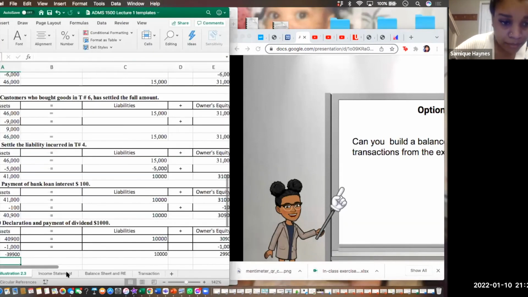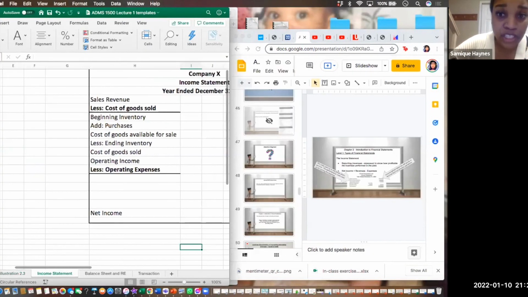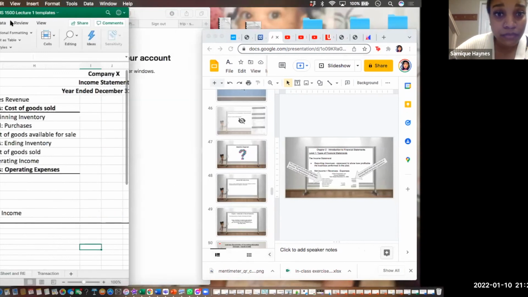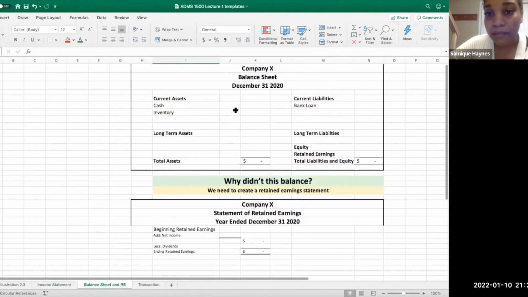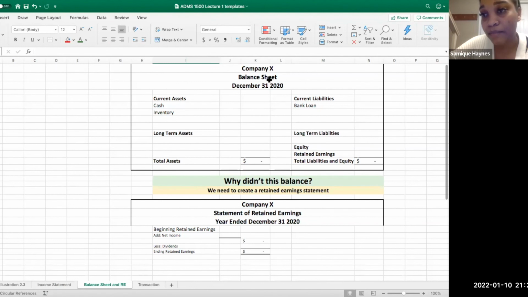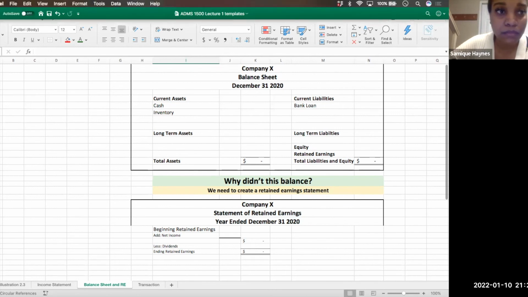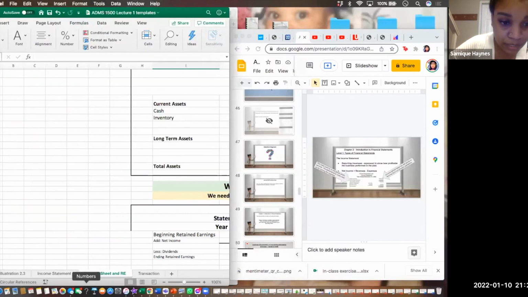So what you can do is just plug in your numbers. You plug in your sales revenue, these numbers in, and you can create your own balance sheet, your own income statement. Plug in the numbers here, you can complete your balance sheet. And if there's any information, you can also create a retained earnings statement by plugging your numbers into this template. All right, very quick and easy.